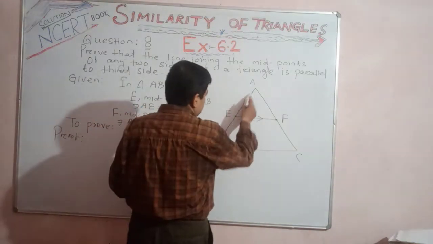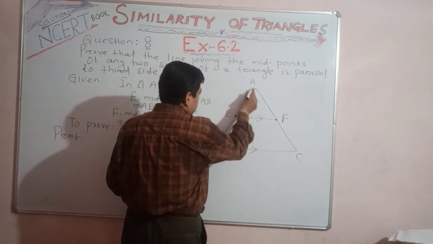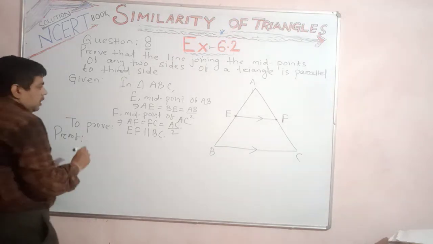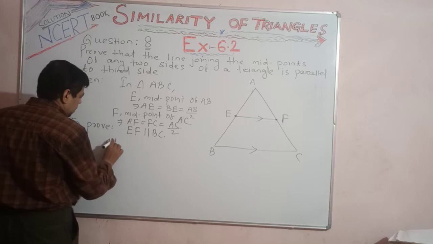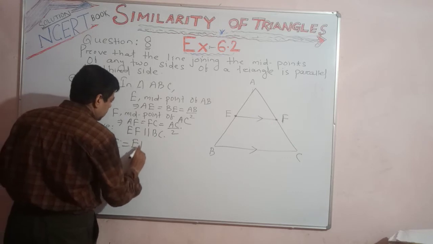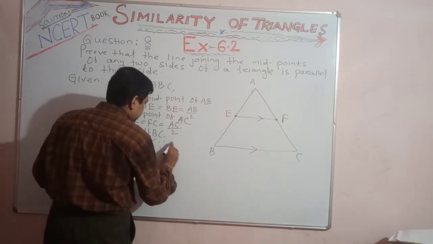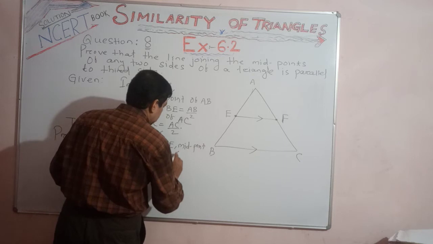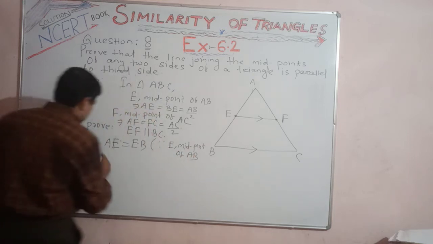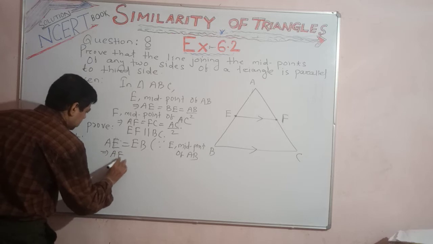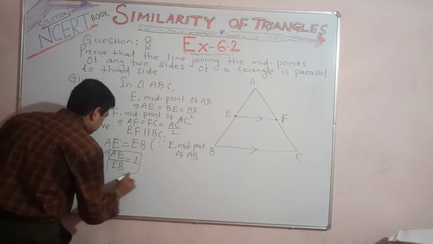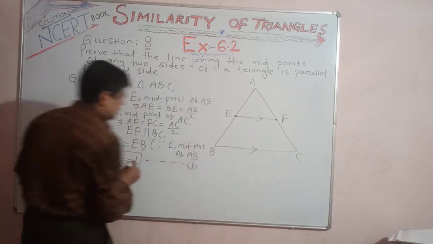Given that ABC is a triangle and E is the midpoint of AB. Since E is the midpoint of AB, AE is equal to EB. Why? It is given. So that implies AE upon EB is equal to 1. This is point number 1.